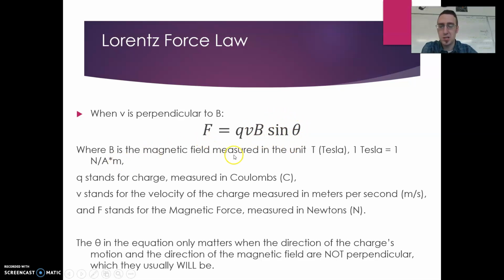B stands for the magnetic field measured in the unit Tesla, capital T, named after Nikola Tesla. And 1 Tesla is the same thing as a Newton per amp meter. Q stands for charge, like it has in this whole unit, measured in coulombs. V is velocity, just like it was in kinematics, measured in meters per second. And F stands for force, measured in newtons, like every force has been.